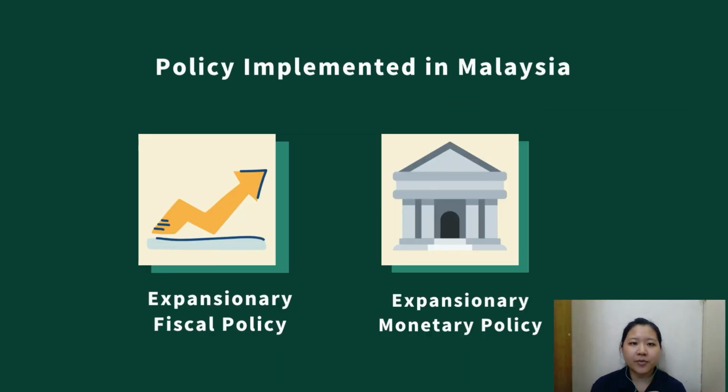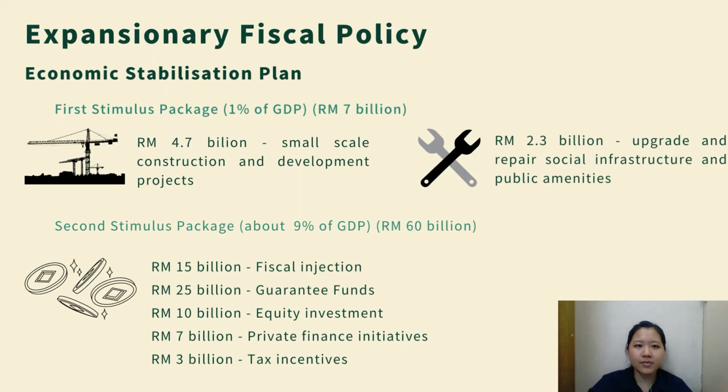There are two types of policy implemented by the Malaysian government in order to recover the economy, which are expansionary fiscal policy and expansionary monetary policy. Expansionary fiscal policy implemented by the government is through increased expenditure. Two stimulus packages were introduced under the Economic Stabilization Plan.